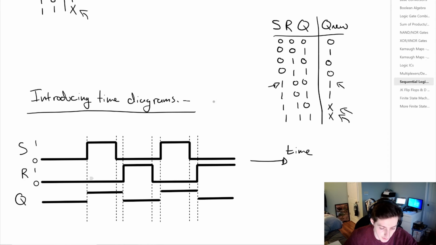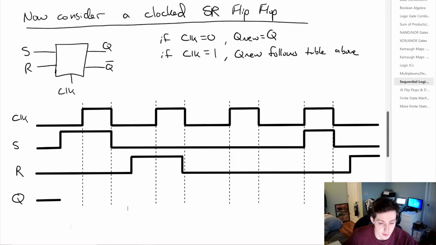Now we didn't put in vertical lines in these transitions, and we'll get to that a little bit later on, but just to understand the general concept, this should do. So now we're going to introduce a clocked version of the SR flip-flop. Now when the clock is low, the state of Q will not change. Only when the clock is 1 will we follow the original truth table that we derived above.